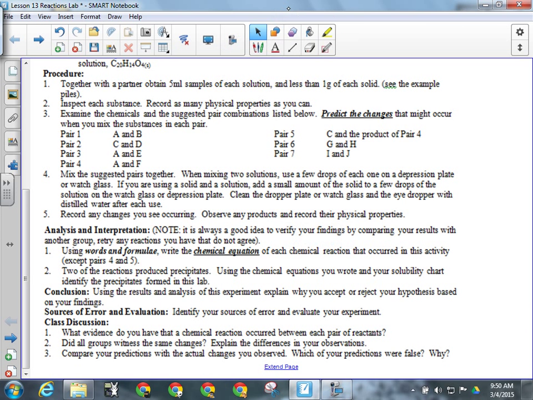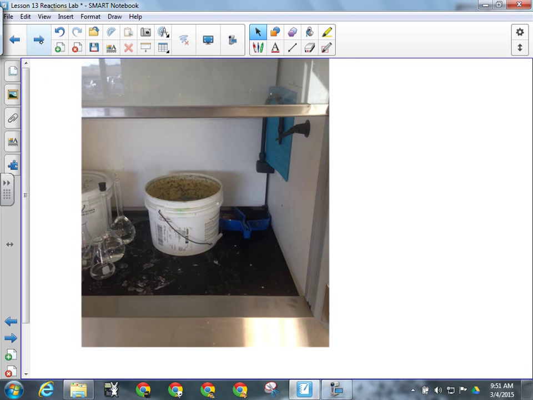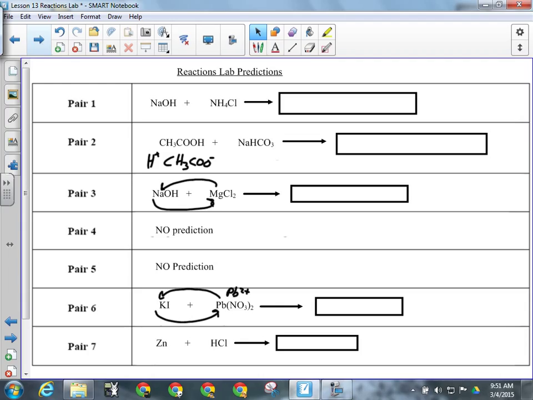All right, a couple of things here, guys, in terms of stuff that needs to happen for your analysis. For question number 1, using words and formulae, that means write the equation both ways. Write out all the names and write out all the formulas, balanced. Write the chemical equation of each chemical reaction, except for pair 4 and 5, because we have not done acid-base indicator reactions. It's not a type that we do in Science 10, so you do not have to do 4 and 5, but you do have to do 1, 2, 3, 6, and 7. Now, I think you would agree that in some of our observations, our predictions don't agree with what happened.